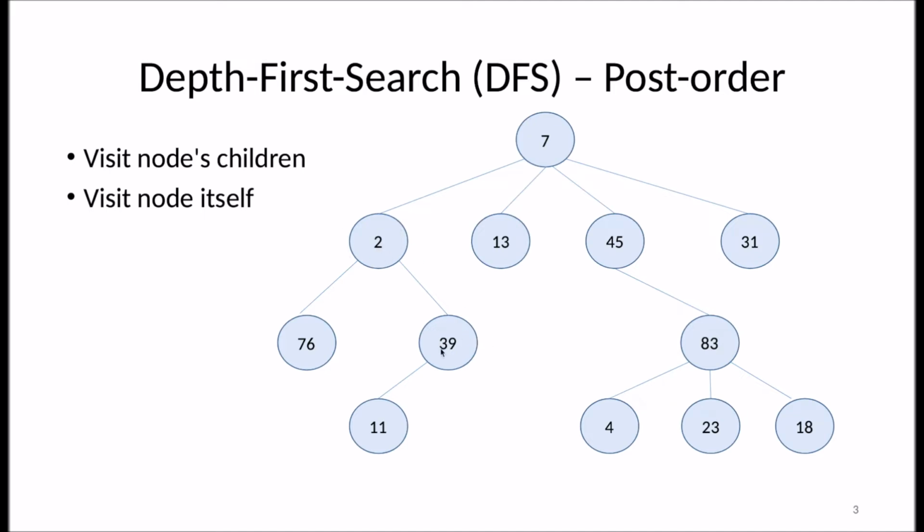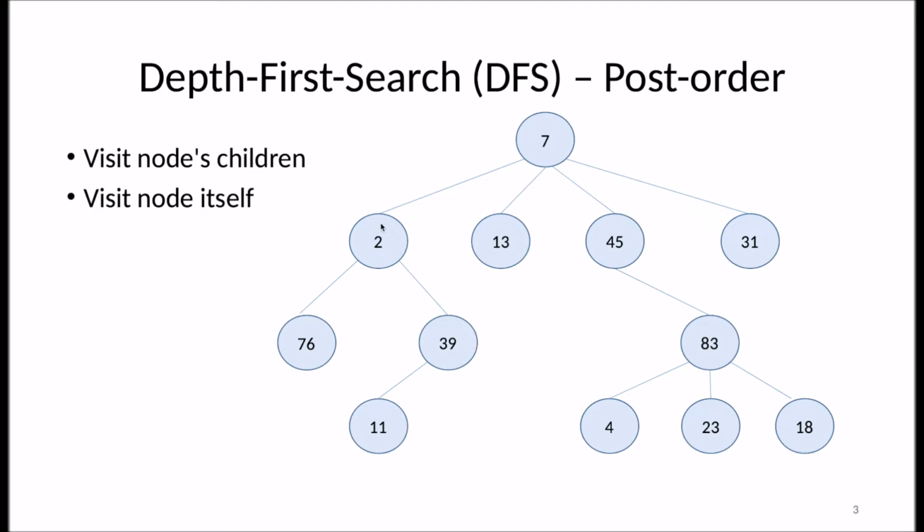So we go to 39. Can't visit 39 because we still have to visit the children first. So 11. It's a leaf node. That means we already visited all the children, since there are none. So we now output 11. The output at this point is 76 and 11. We back up. Now that we backed up, we have visited all the child nodes of 39. So we output and visit 39.